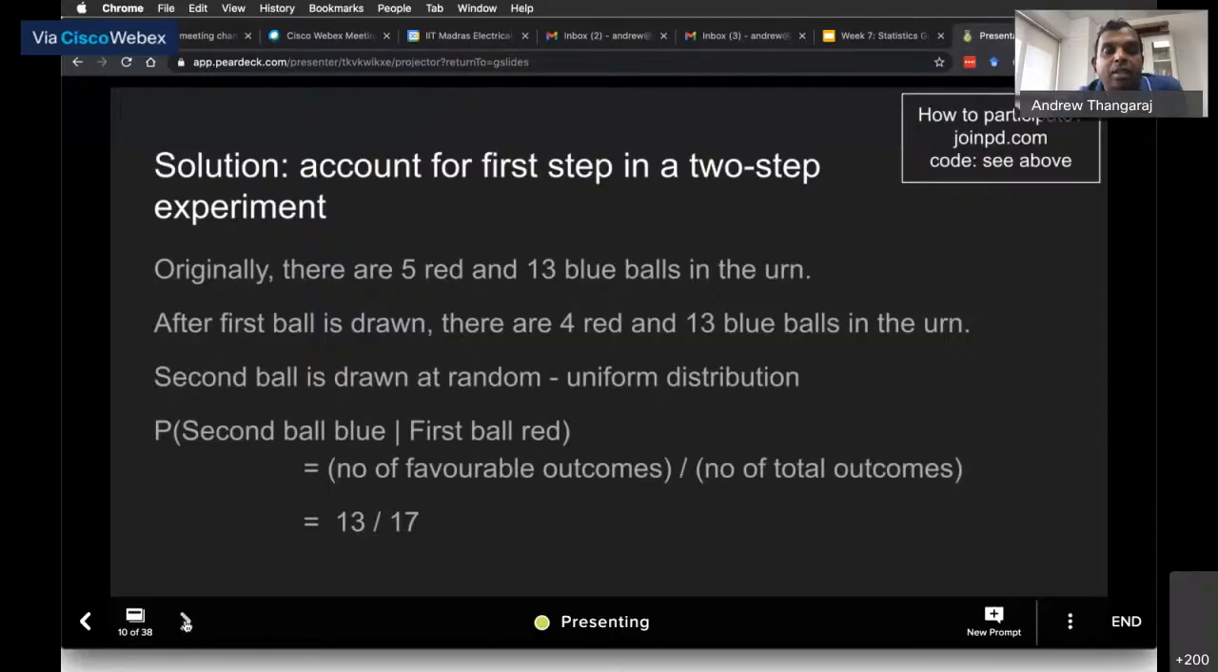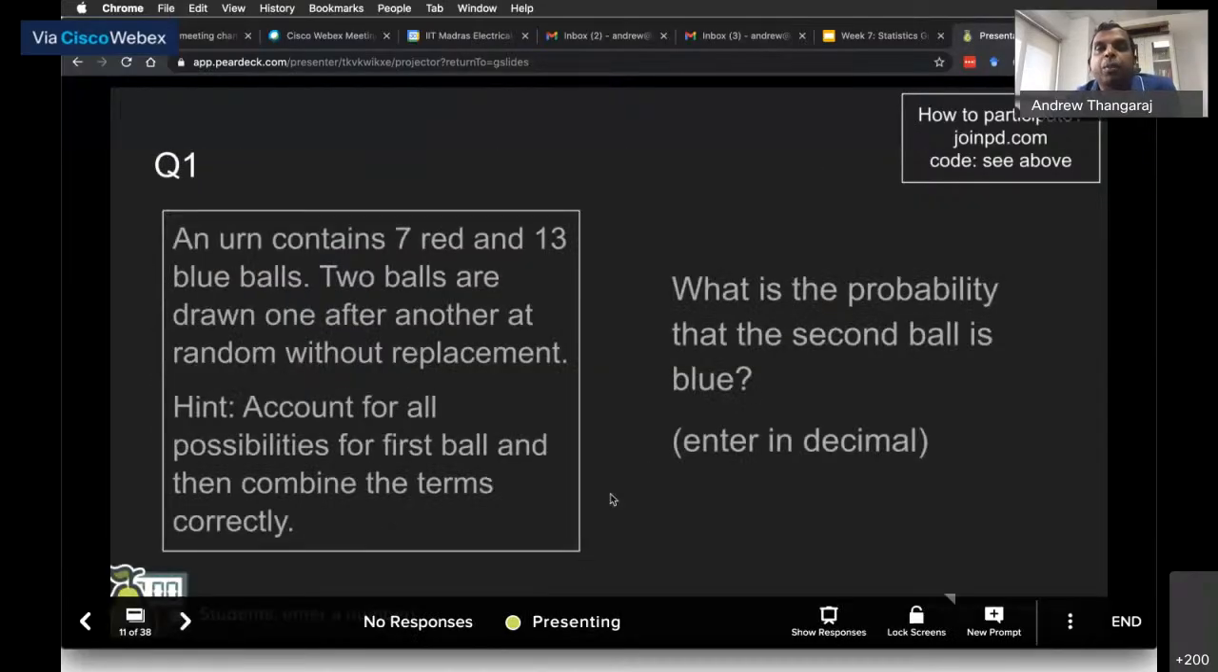Now, having done these two, we are ready for the real problem. I guess many of you have maybe solved the real problem also, but the number is different here. Notice there are 7 red and 13 blue balls. It's not 5 red and 13 blue balls. Once again, 2 balls are drawn one after another at random without replacement. Same setting, but notice that no information about the first ball is given.